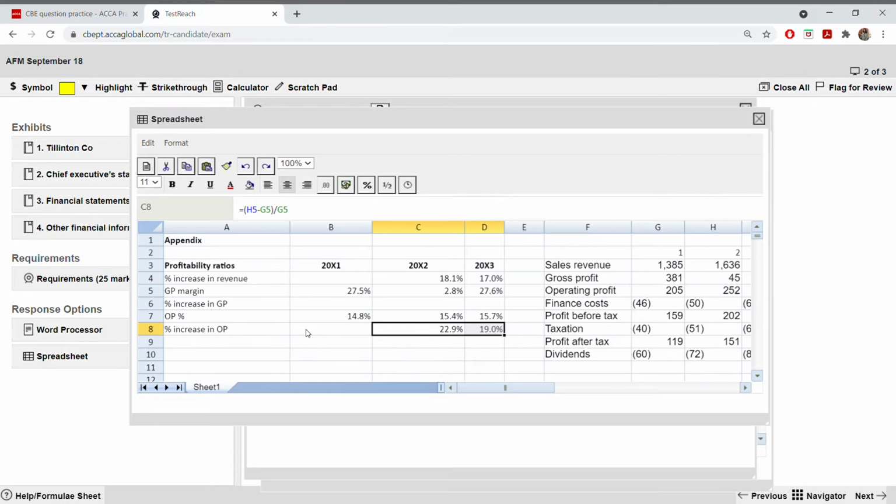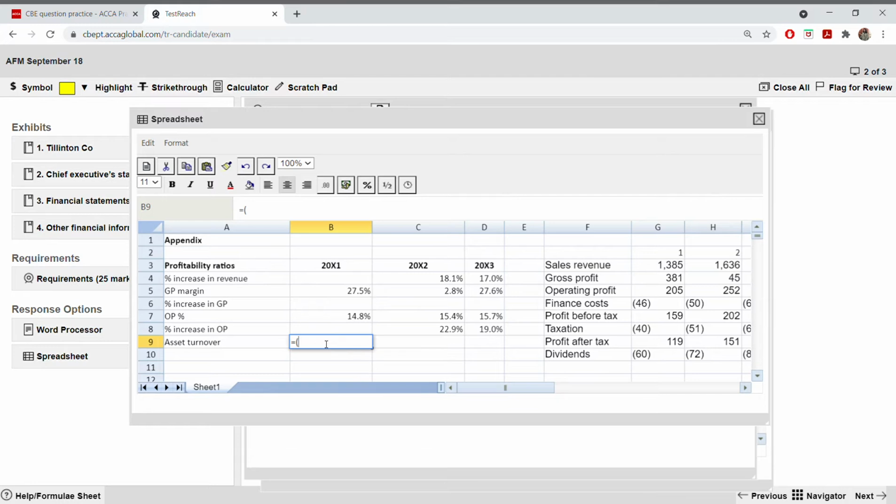Okay, so ratios under profitability, till now we have covered gross profit, operating profit, the margins and the increases in them, and also the increase in revenue. Now we have two more ratios, asset turnover, which normally students don't calculate. The formula for asset turnover, make sure you know the formula, is revenue divided by total assets minus current liabilities.